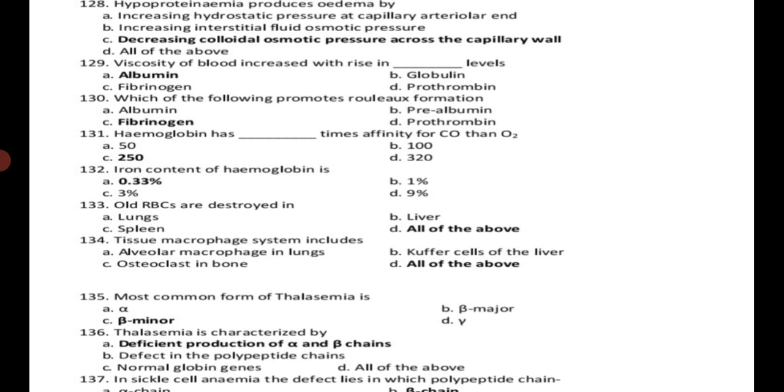Thalassemia is an inherited blood disorder characterized by less oxygen carrying protein, that is hemoglobin, and fewer RBCs than a normal level. So option B is the correct option for question number 135. Then question number 136, thalassemia is characterized by deficient production of alpha and beta chain.